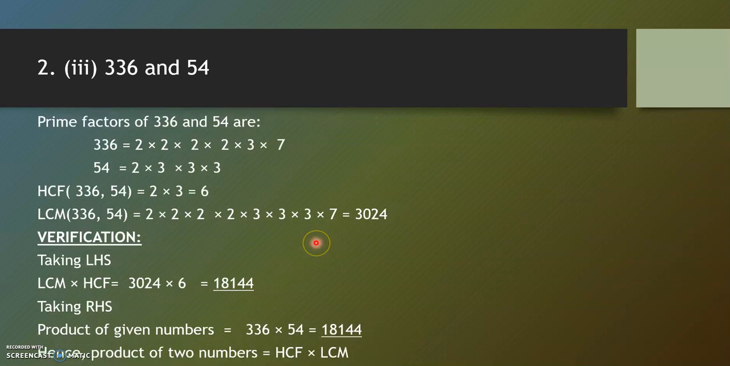Now question number 7, third is same, so you can note down this question and try to do it by yourself. Prime factors of 336 and 54, you have to find it out. You can take the reference from this question. For HCF, you will see 2 is common to both, and again 3 is also common to both, so the HCF will be 6, and the LCM will be the product of all the numbers including the common factors, so it will be 3024.